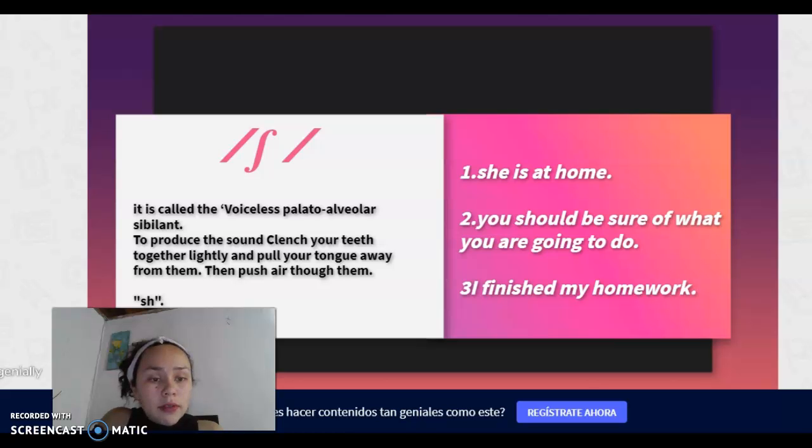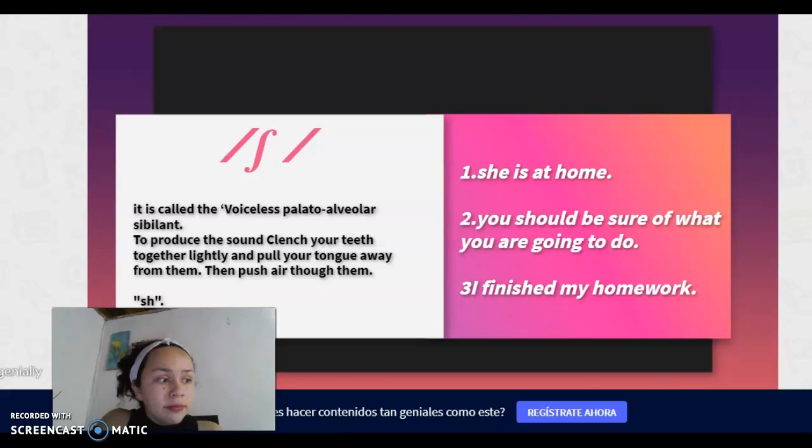Well, to produce this sound, clench your teeth together lightly and pull your tongue away from them, and then push air through them. Yes. For example, she is at home. You should be sure. Here there are two words with the same sound. You should be sure of what you are going to do. Or I finish my homework.